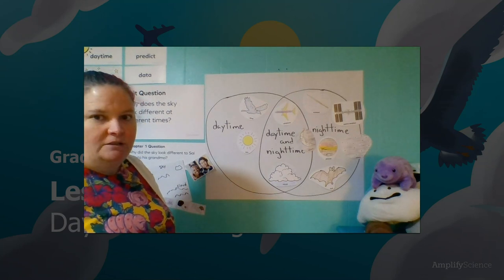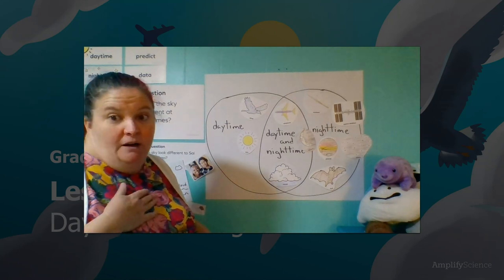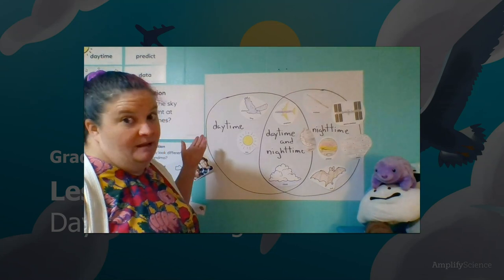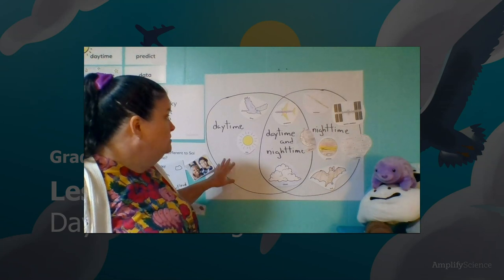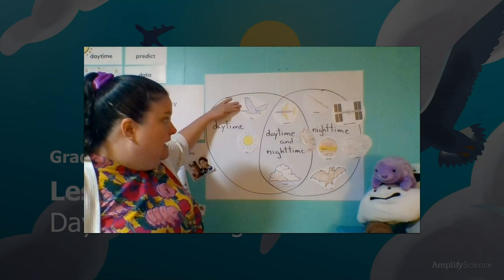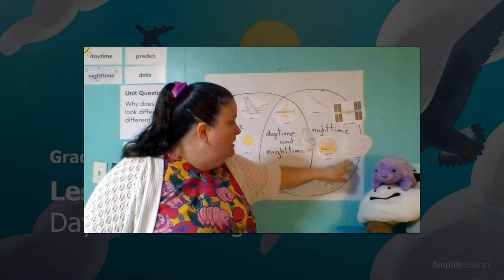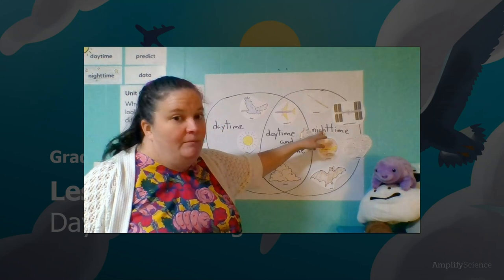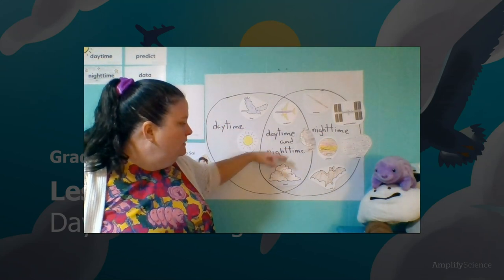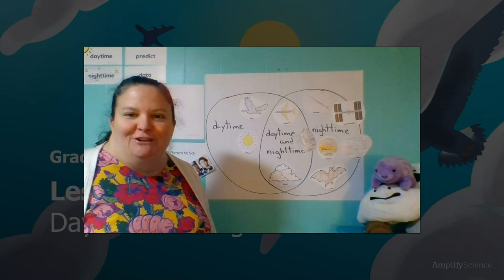So here's our chart. On my chart, and yours can be different, and I'm not saying mine is all correct, because I might be wrong on some of these, I have the sun and the bird in daytime, and I have a meteor, a space station, stars, a planet, and a bat in nighttime. And the ones that are in both are an airplane, the moon, and clouds. What did your chart look like?